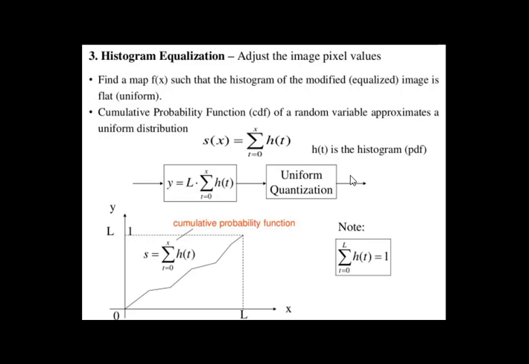Histogram equalization. Let's see it. Histogram equalization is done for adjusting the pixel values. We have to find some mapping function f of x such that the histogram of the modified image is uniform, that means flat. So see this cumulative probability function CDF of random variable: S of x is equal to summation of h of t, where the value of t varies from 0 to x.